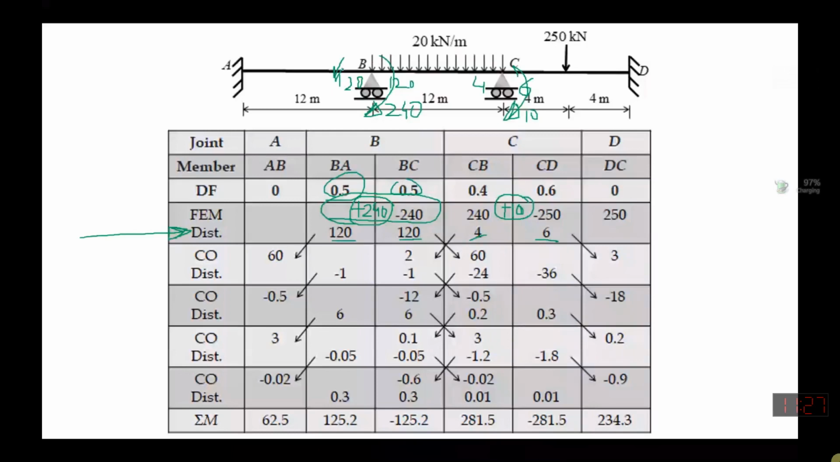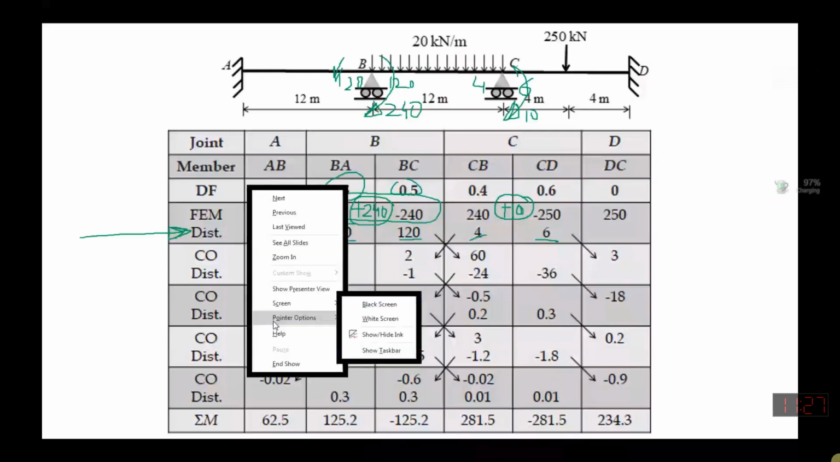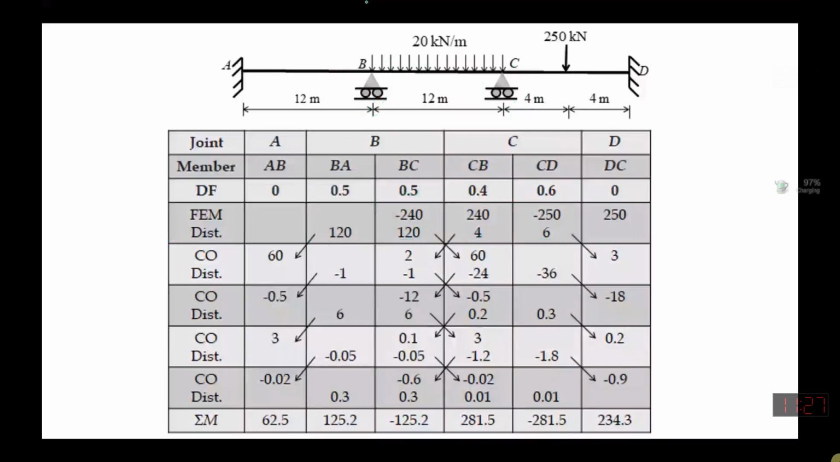This is our distributed moment now. Once you have got the distributed moment, now you will carry over it. So this distributed is over here now. This is 120. It will be carried over to the side support as 60. So this is what we have done actually. We have carried over to the adjacent panel.